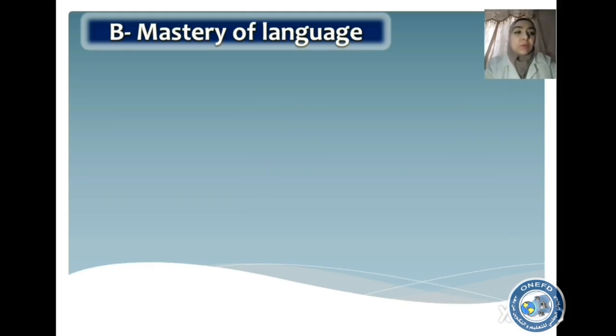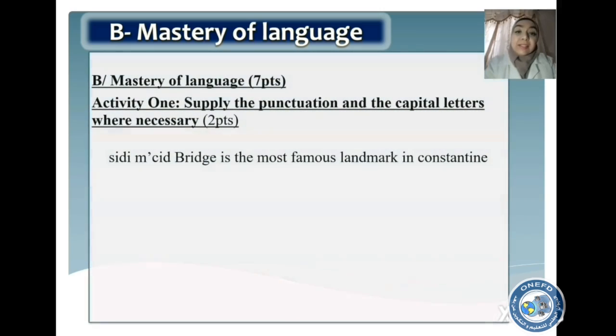Task 1, activity 1. It's an easy task. It's a frequent task in the BEM exams. They ask you to supply the punctuation and capital letters where necessary. What is punctuation and capital letters? Capital letters, the big letters. When do we write big letters? Names of cities, landmarks, people, pronoun I, beginning of a sentence, etc. Punctuation, you have comma, full stop, exclamation mark, question mark, colon, etc.